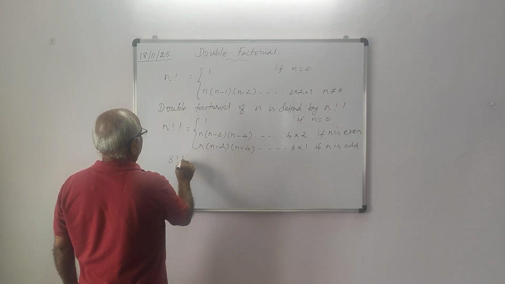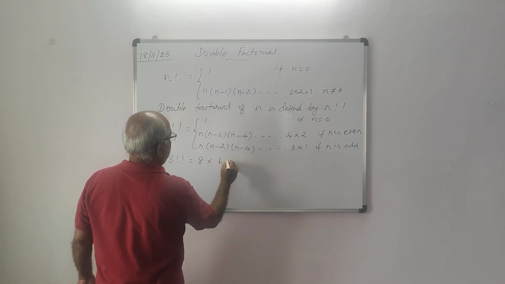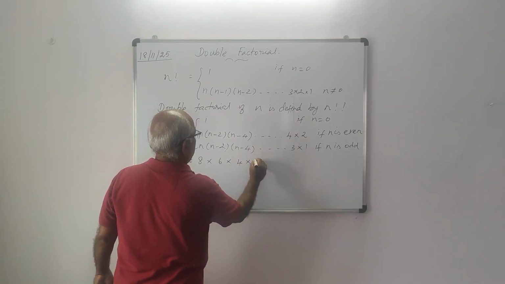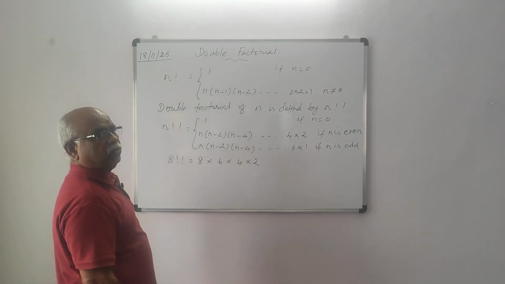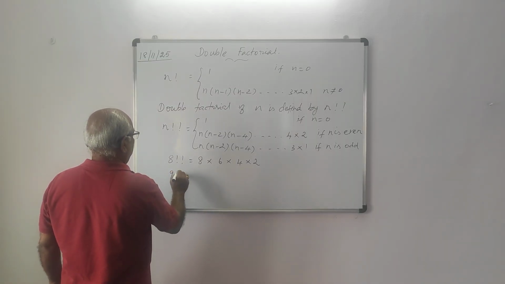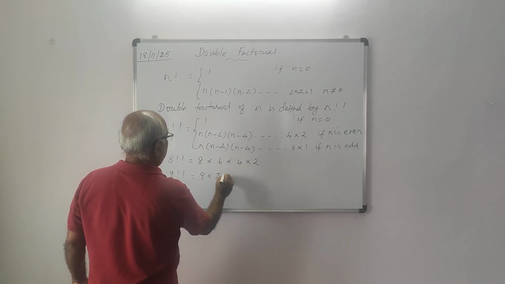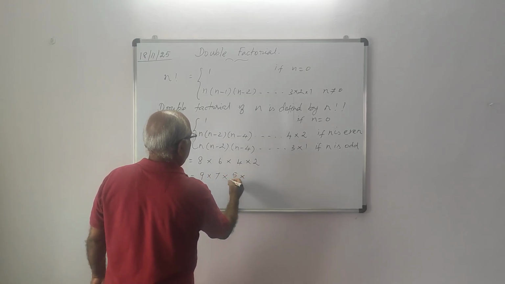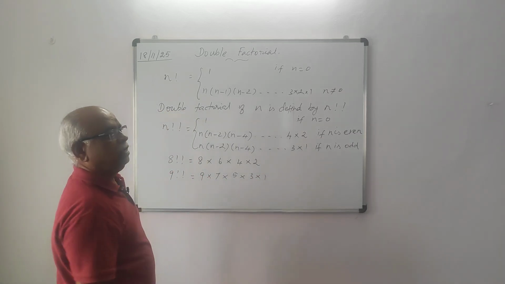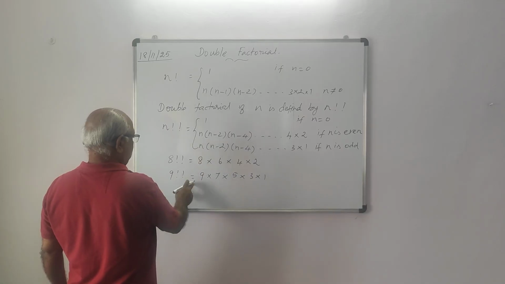For example, n is even. 8 double factorial is equal to 8 into 8 minus 2, 6 into 6 minus 2, 4 into 4 minus 2, 2. That's all. This is 8 double factorial if n is even. Suppose if n is odd number, 9 into 9 minus 2, 7 into 7 minus 2, 5 into 5 minus 2, 3 into 3 minus 2, 1. Like that. This is the method of defining double factorial if n is even and if n is odd.